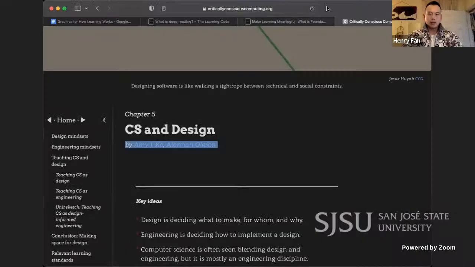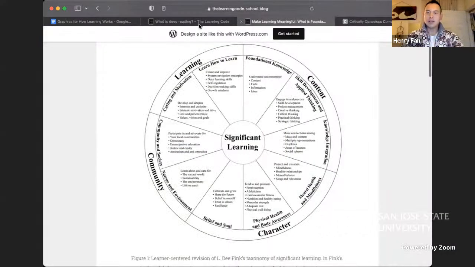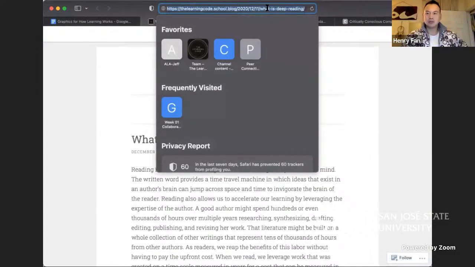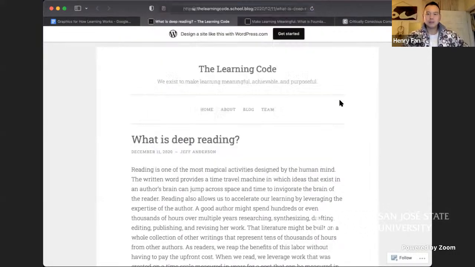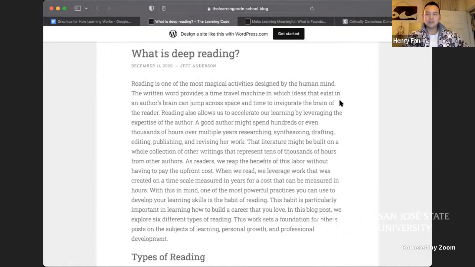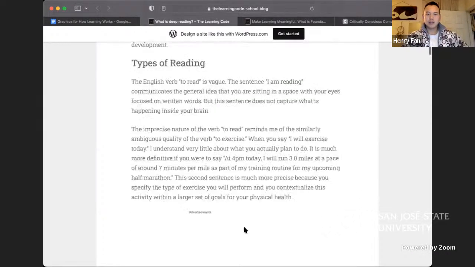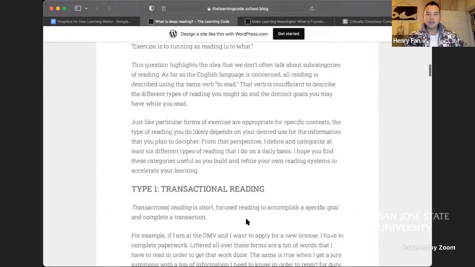Here I am going to be reading chapter 5 from the book Critically Conscious Computing. And before I begin, I want to call out this blog post. I will link it in the description below, but it's also here in case the description doesn't follow through. But it's worth being able to explicitly define what's going on when we're reading in different types of reading.